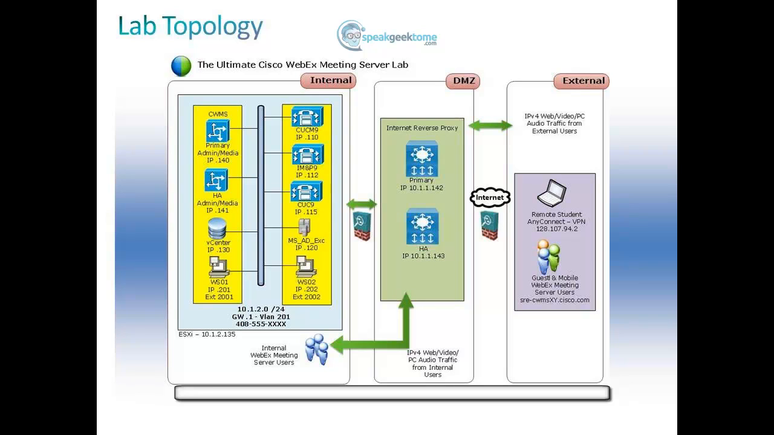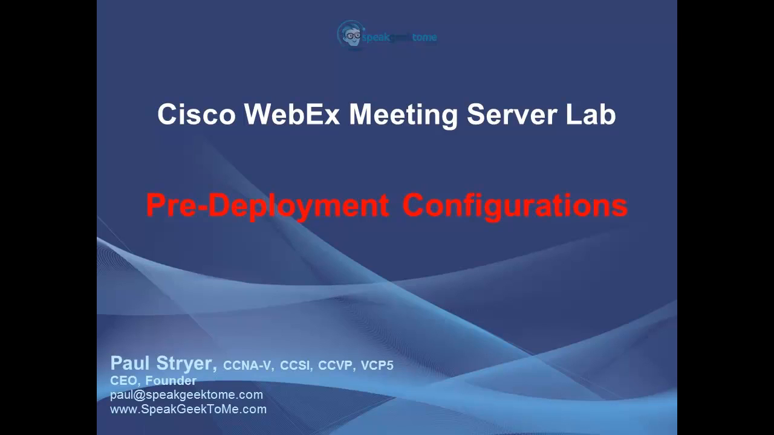Please stop the video to take time to familiarize yourself with this topology and restart the video when you are ready. In this video, the lab is using non-split horizon DNS, where all users, internal and external, access the WebEx site URL using the public virtual IP address. The administration web page for Cisco WebEx Meeting Server is accessed using a private virtual IP address.